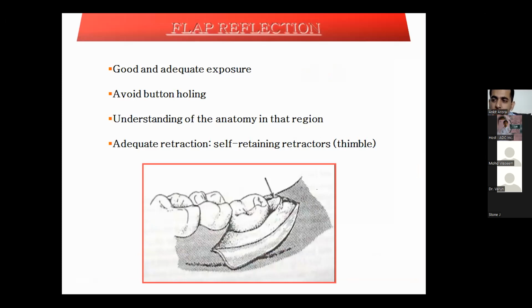Let us go to the flap reflection. But before we go for the flap reflection, we need to deposit local anesthesia.